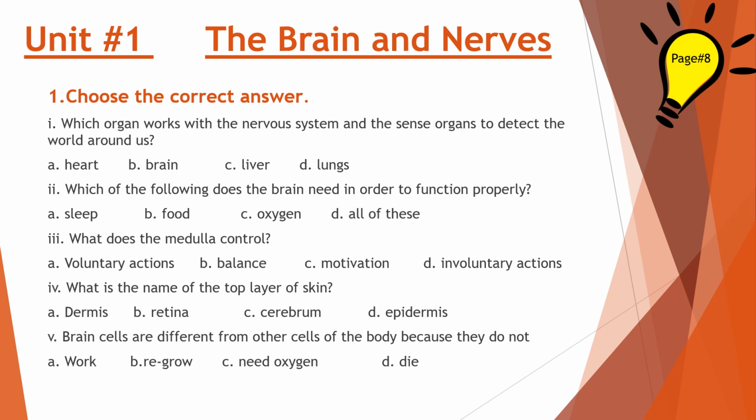After solving the worksheets, now we will solve the exercise of this unit. The first question of the exercise is, choose the correct answer. The first statement is, which organ works with the nervous system and the sense organs to detect the world around us? Your options are heart, brain, liver, and lungs. The correct option is B.